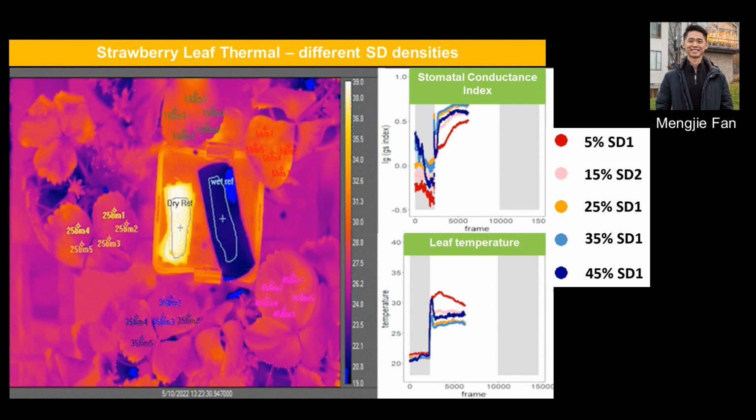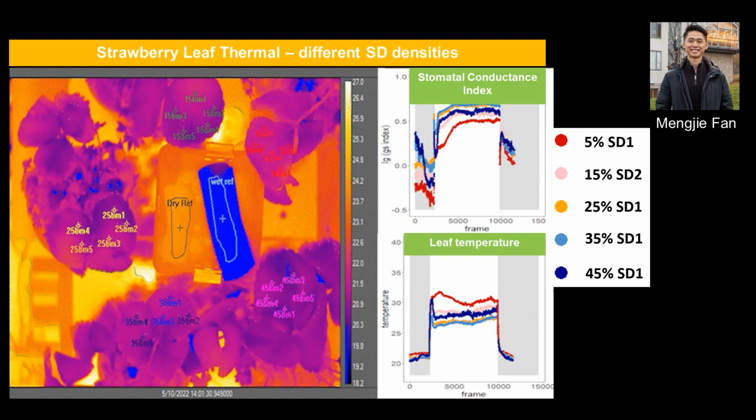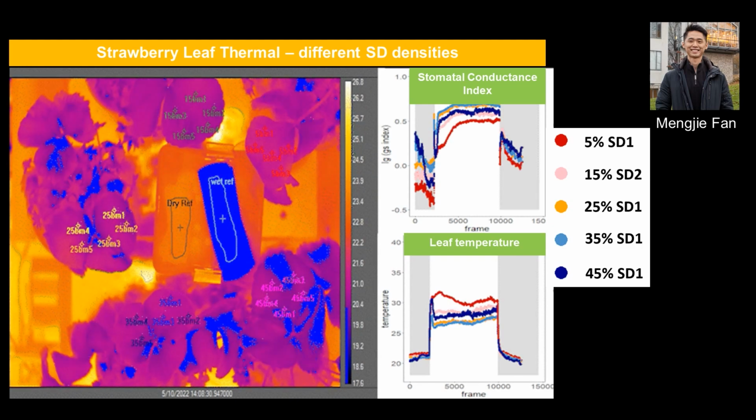So it's a very, very simple calculation from thermography to get this index. Basically, using a wet and dry reference in the image, you can calculate this index value, which gives you a very rapid screen for those. So this is a really promising, rapid technique for looking at some of these kinetics.